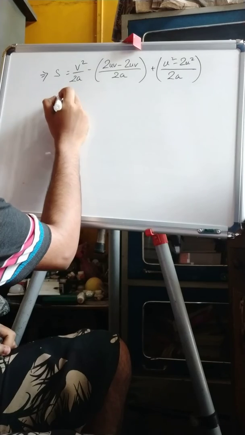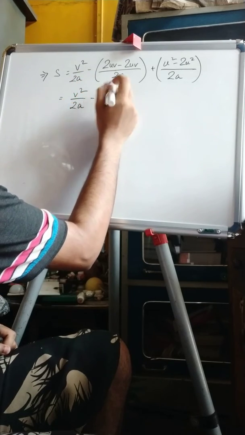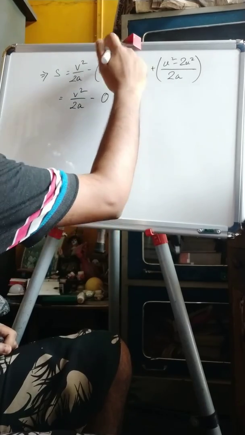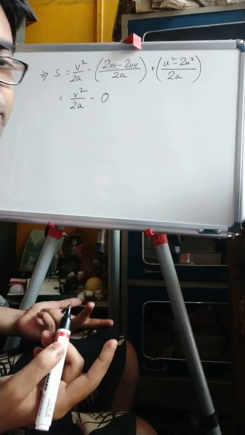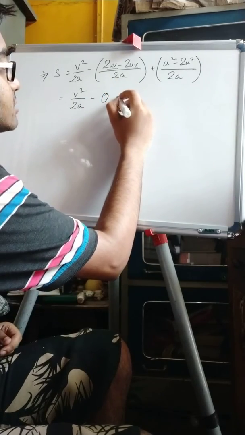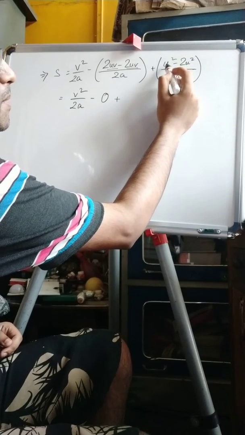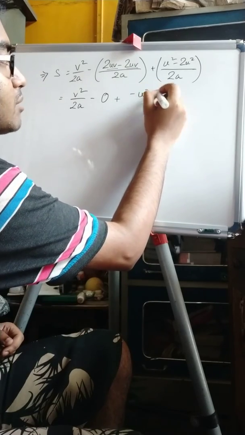So, which is equal to v square by twice a. See, 2uv minus 2uv, it will be 0. Ultimately it will be 0. 0 by any divisor would be 0, right? Because we cannot divide by 0. That is very simple. Now plus, see, minus twice u square plus u square. Obviously the result will be minus u square by twice a.